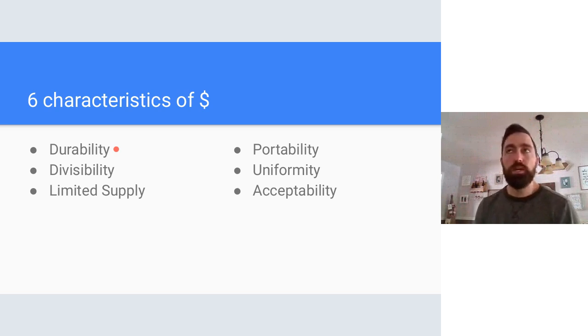Divisible, meaning that it can be broken down. A $1 bill can be broken into 4 quarters, 10 dimes, 100 pennies. Okay, so it's got to be divisible.